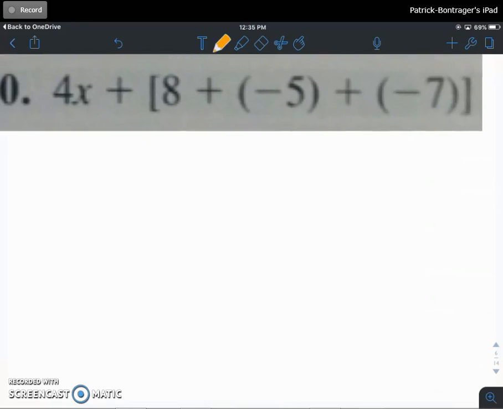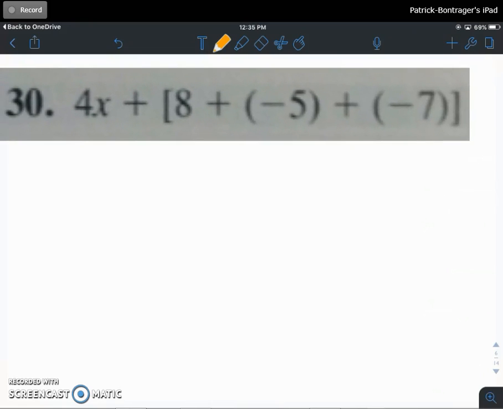Okay, so moving on up. We've got to talk about the next thing. All right, again, we're going to start in grouping. My brackets are going to be my first grouping symbol, and then I can't do anything with negative 5 inside parentheses and negative 7 inside parentheses, so I'm not going to worry about them yet.